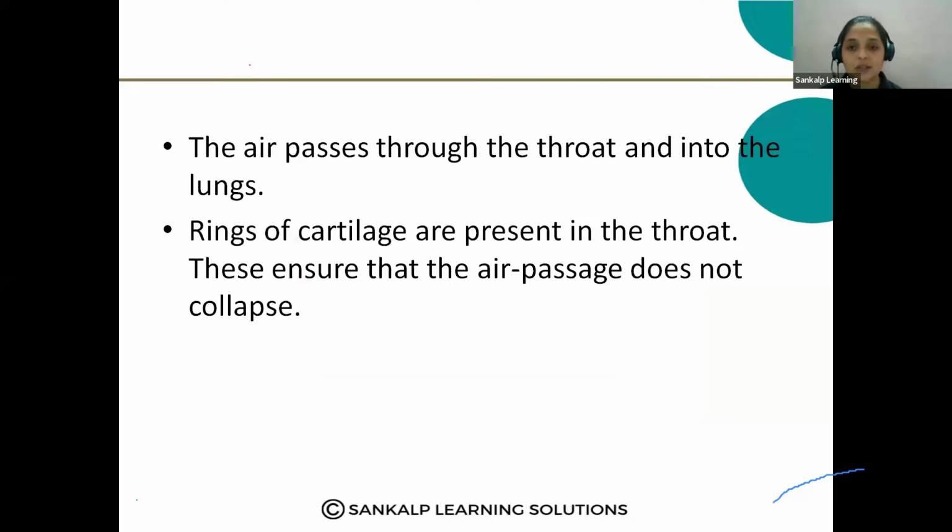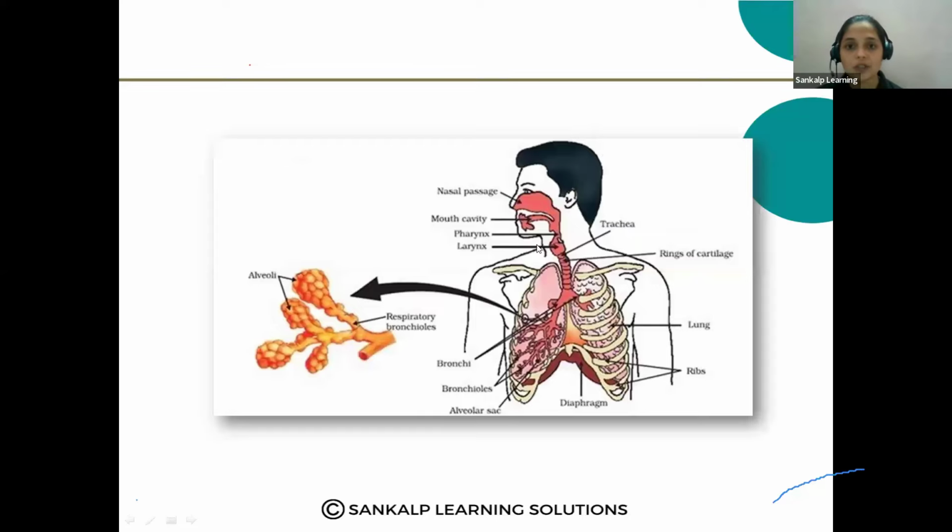Next, through the nostrils, the air passes through the throat, then into the lungs. Just observe this picture. Through the nasal passage, the air passes through the pharynx and larynx, then through the trachea. This pipe-like structure is surrounded by ring-like structures, and the trachea is also called the windpipe. The air passes through this trachea, and the trachea then branches. That is called the bronchi.